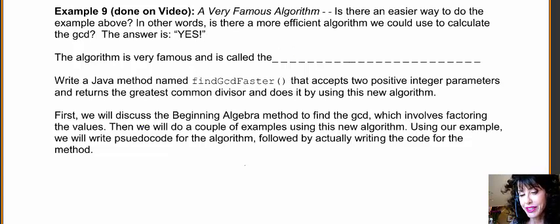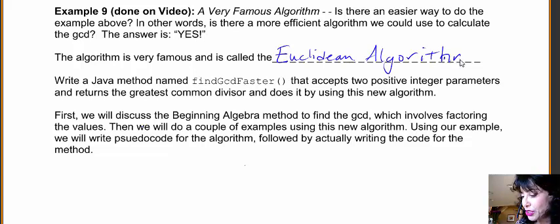Let me see if I can write this okay. If you're following along with your lecture notes, fill in the blank. What we're going to do here is look at some examples of finding the GCD, greatest common divisor, using the algorithm. As we're doing that, we'll refer to a little bit of how we're going to put that into place using Java code. We'll do some pseudocode, and then finally we'll write some actual code for this method that's going to be called findGCDFaster, that accepts two positive integers for parameters, and it'll return the GCD.